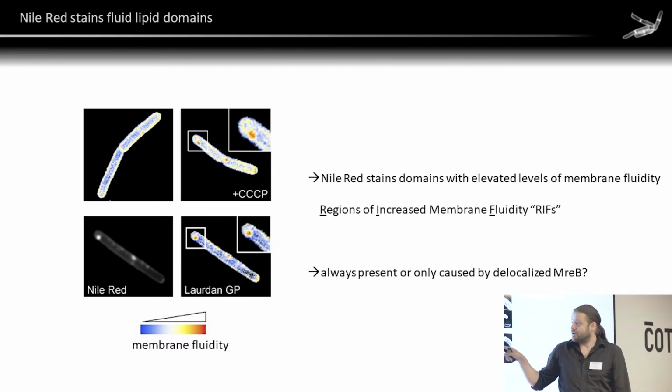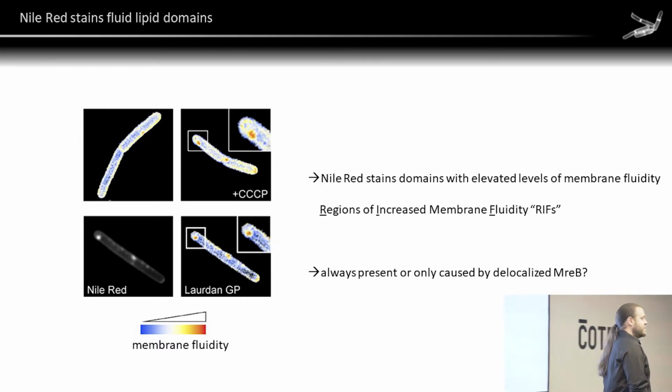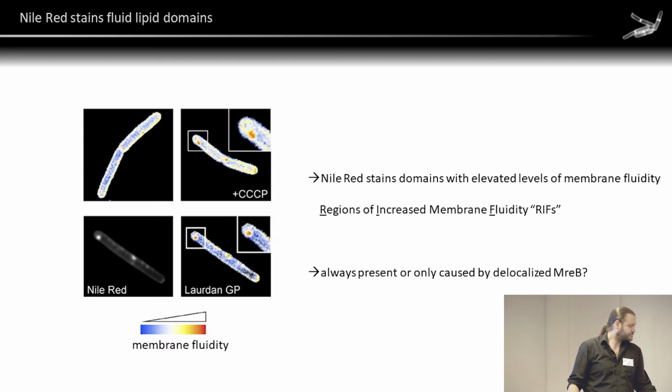And these are actually co-localizing with Nile red. So the same foci that we're seeing with Nile red, we are seeing with Laurdan as being areas with increased membrane fluidity. So Nile red stains domains with elevated membrane fluidity, and this is what Leonard coined regions of increased fluidity, or RIFs. It's probably a term that you will encounter many times when he talks.